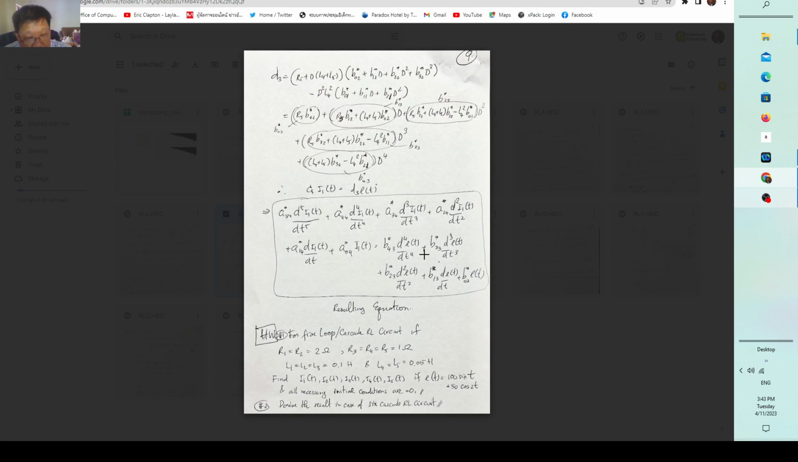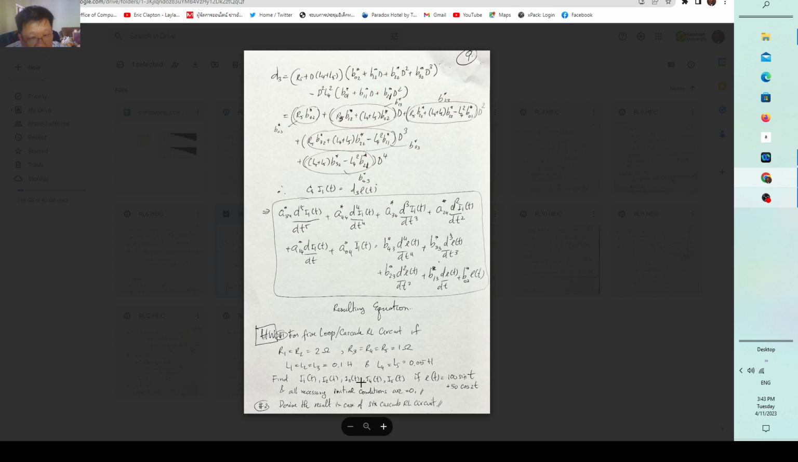The order keeps getting higher once you add more RL circuits to the network. So now I'm starting a homework for you. Some further clips are going to come out trying to show you how to do this homework, with an extension for you to do a more complex problem for your final exam.